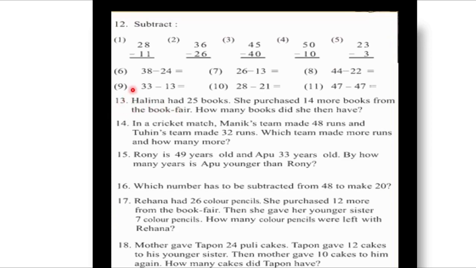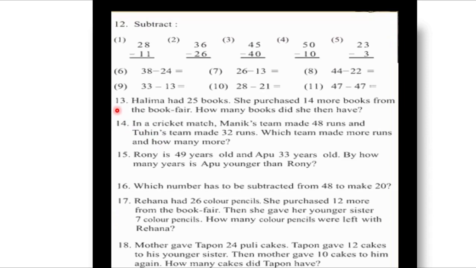So here in question number 13, the author mentioned that Halima had 25 books. She purchased 14 more books from the book fair. How many books did she then have? Dear students, just try to collect data from these questions.